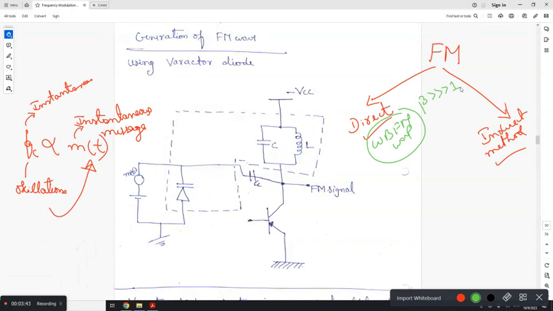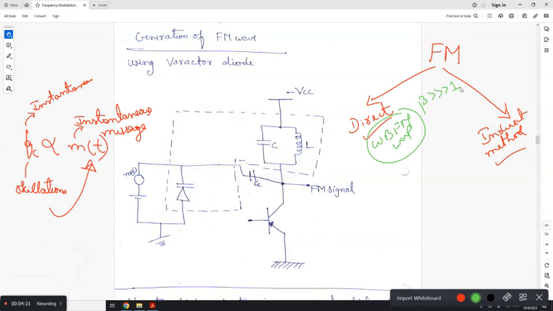Now, in the direct method, we'll have a system which will directly convert your message signal variation to frequency variation, the direct generation of frequency modulated wave. I told you that in the direct method, you directly convert your message signal into wideband frequency modulation only. That's why it's called direct.